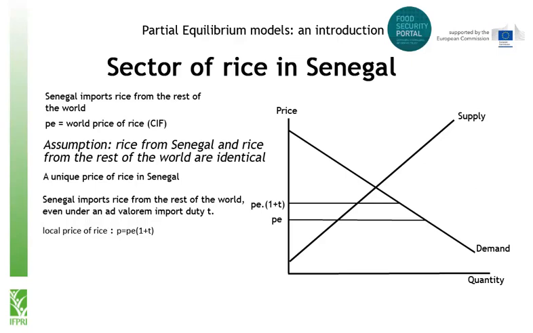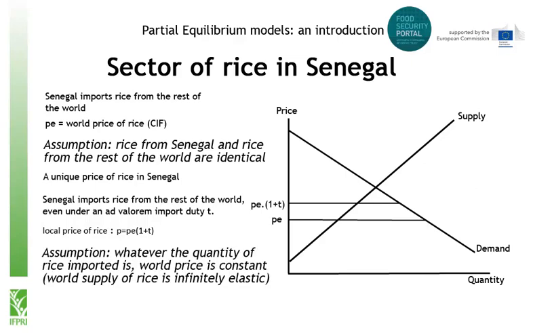So the assumption that we make is that whatever the quantity of rice imported is, the world price is constant. That is to say, the world supply of rice is infinitely elastic. So it means that whatever the imports are, the world price will remain the same. Okay, because Senegal is too small to change the world price of rice. We will see soon how to change this assumption.